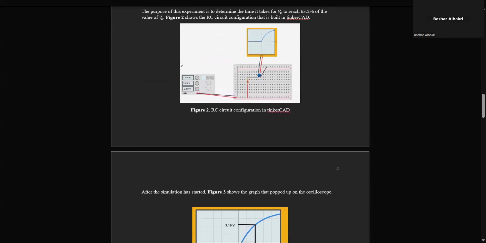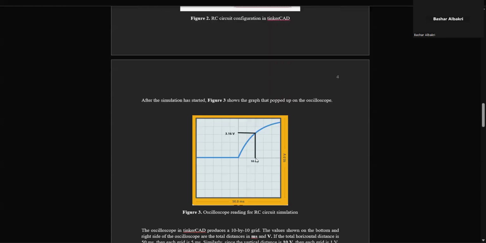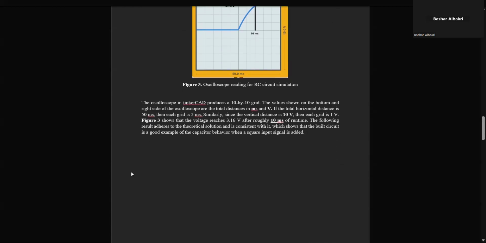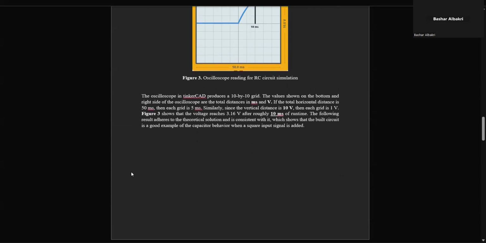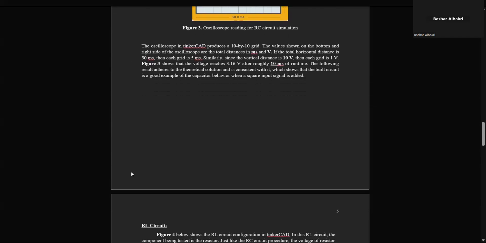And when we run the simulation after building this, we find out that it is true. After 10 milliseconds, the voltage of the capacitor reaches 3.16, which is consistent with the theoretical solution, which means our circuit was properly built and the wiring is properly built, and it was a good example.